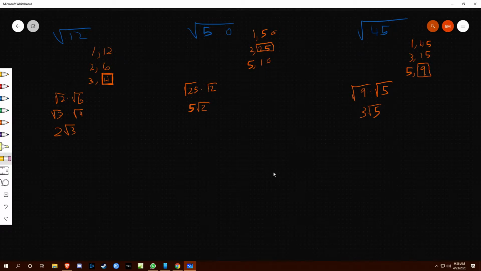Same thing with 45. Square root of 45, I get my factor pairs. I identify my biggest perfect square if there is one. In this case, it's 9. Square root of 9 is 3. So square root of 9 times the square root of 5. So it's going to be 3 times square root of 5, and I'm done.